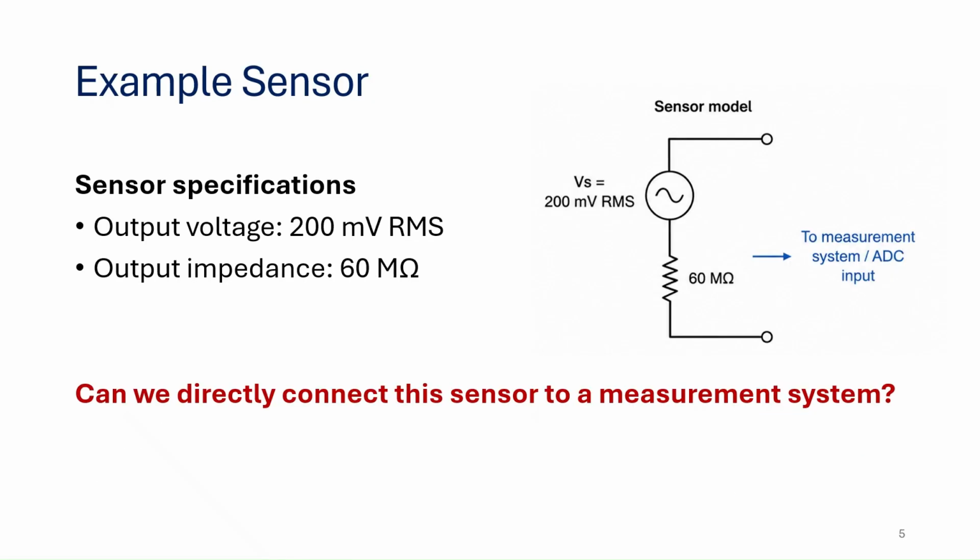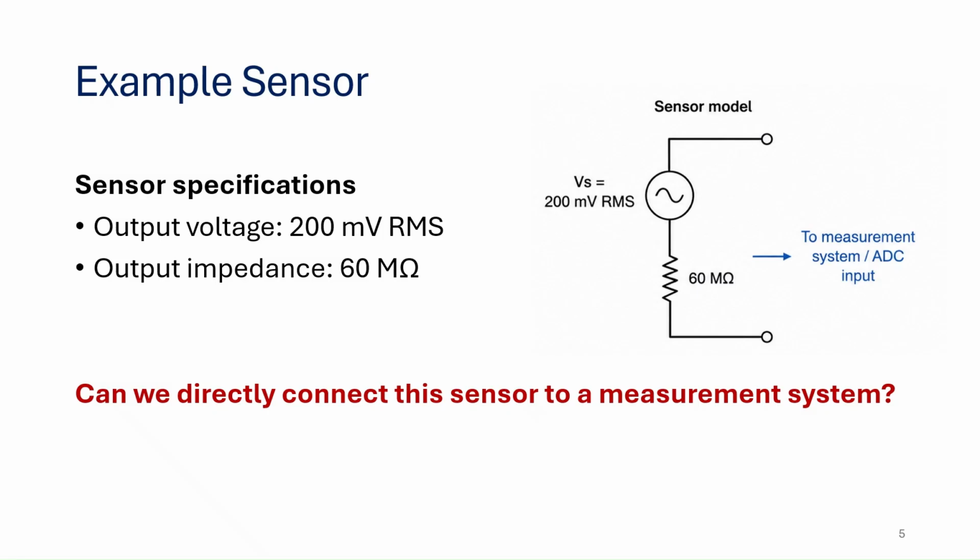Suppose we have a sensor that produces an output voltage of 200 millivolts RMS. This does not appear to be a difficult measurement problem. However, the sensor also has an output impedance of 60 mega ohms, which is extremely high. To analyze this sensor, we can model it as an ideal voltage source in series with an internal resistance, as shown in the figure.